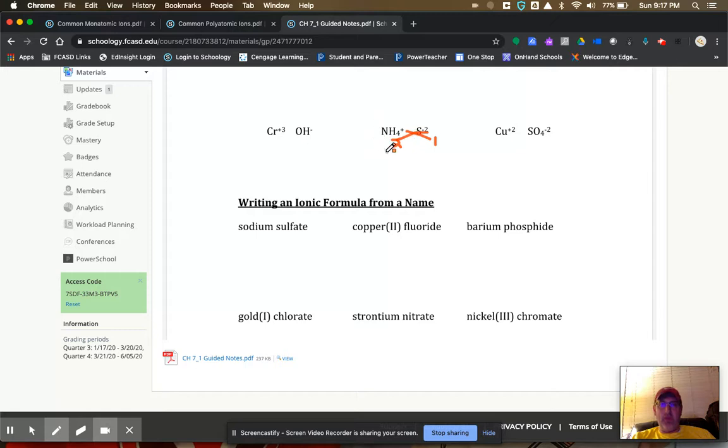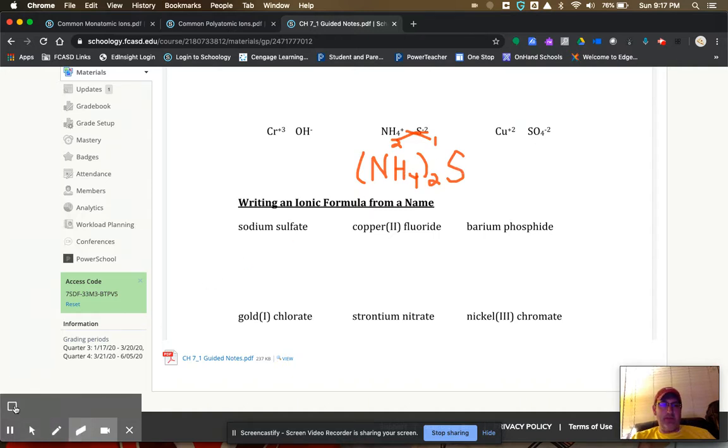So to show 2 of the NH4, again, we have to use parentheses. So open parentheses, NH4, okay, close your parentheses, 2, so that's showing 2 of that whole thing, and then just S. We have 1 S. Okay, so ammonium sulfide is the quantity NH4 taken twice, S, is how you'd write that final formula.